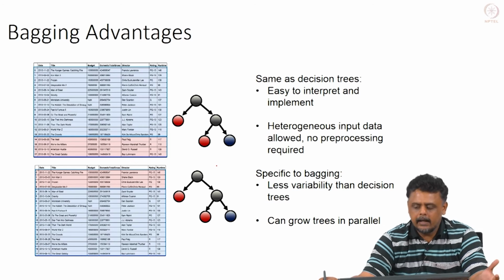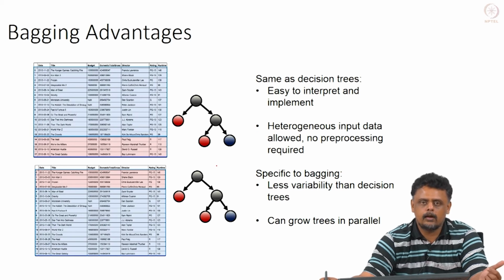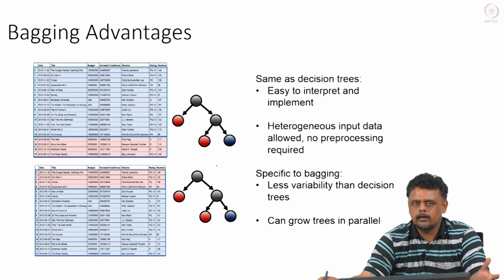And of course, bagging improves the variance, so there is less variance in your output, and training multiple trees can be done in parallel because they are all done independently. There is no correlation in the training. So, the training of one tree does not depend on the training of the other, and you can train multiple trees simultaneously. Of course, you do have to implement them in a certain programming construct so that this can be done very quickly.